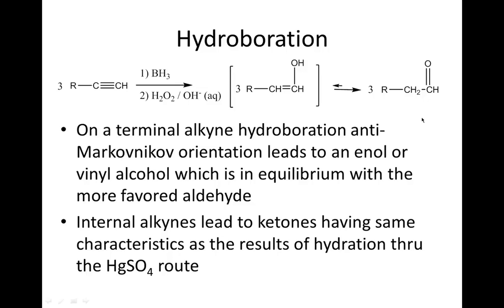The only time you're going to get an aldehyde is if you had a terminal alkyne. You have to have an aldehyde at the end of a chain, and there's your hydrogen. That's the only way you can get an aldehyde. If you have an internal alkyne, you can still do this kind of hydration, but you're going to get exactly the same results as if you had used the mercury route.